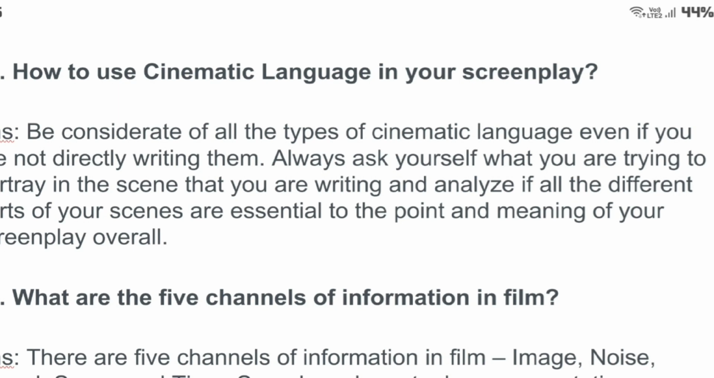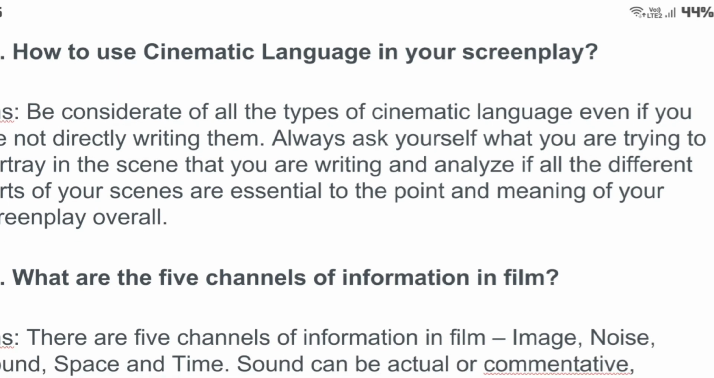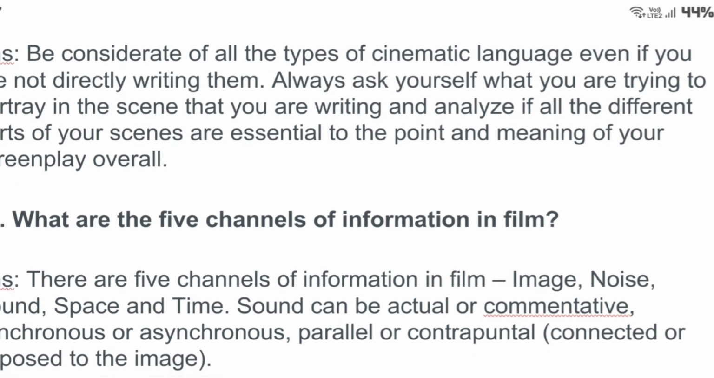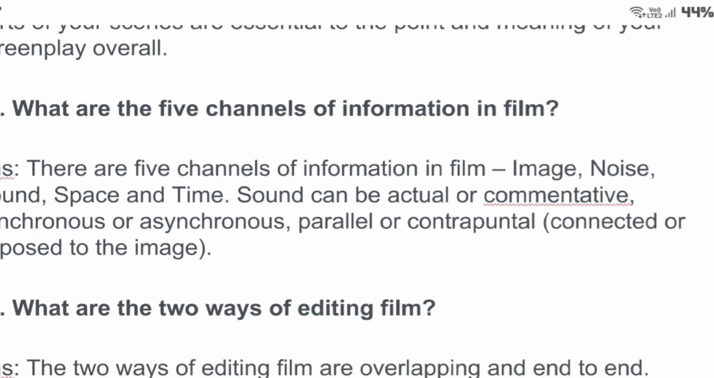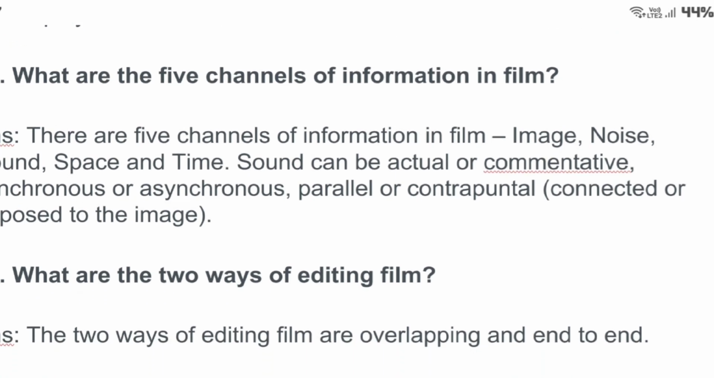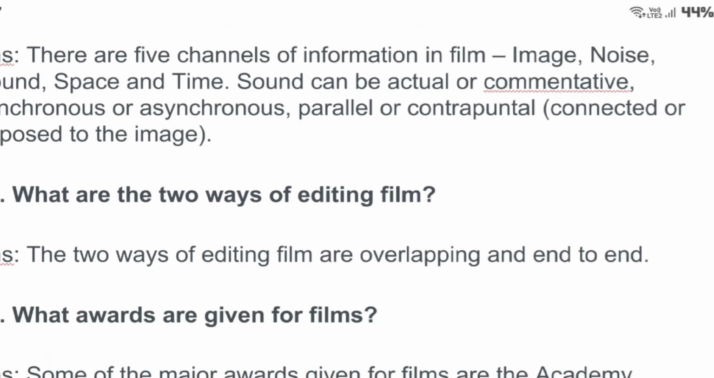What are the 5 channels of information in film? There are 5 channels of information in film: image, noise, sound, space and time. Sound can be actual or commentative, synchronous or asynchronous, parallel or contrapuntal, connected to or opposed to the image. What is the meaning of the word contrapuntal? What are the two ways of editing film? The two ways of editing film are overlapping and end-to-end.